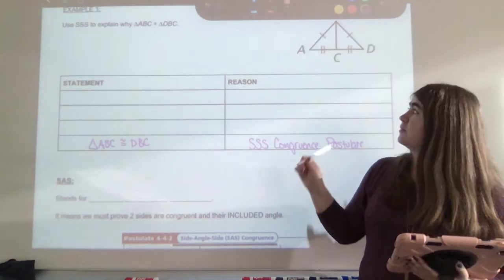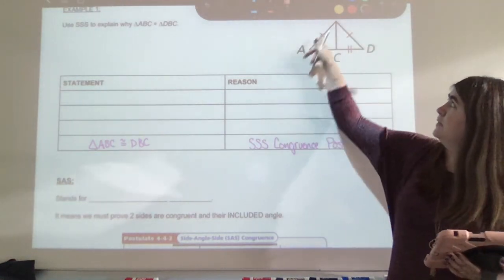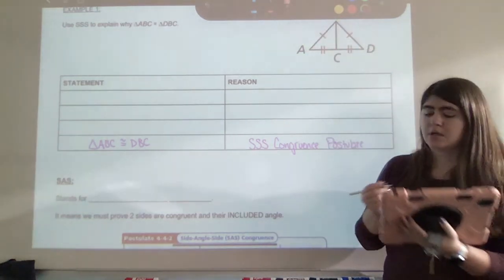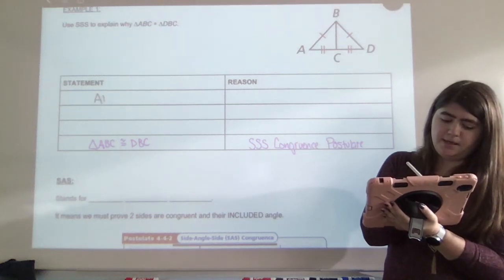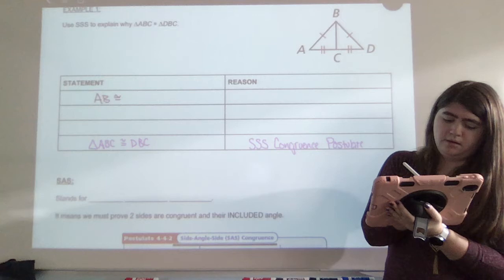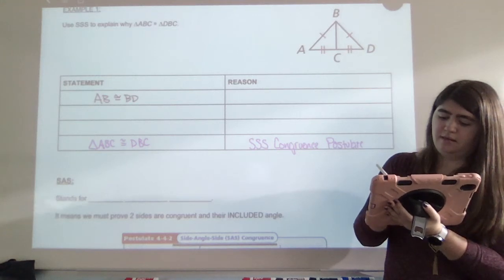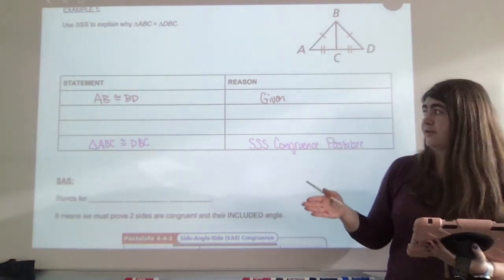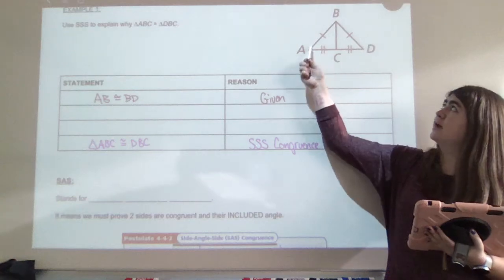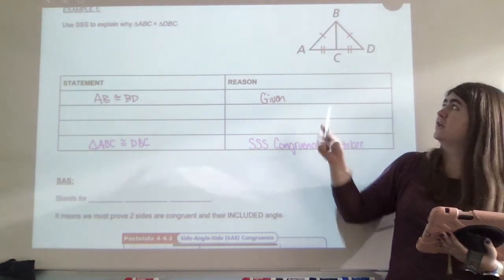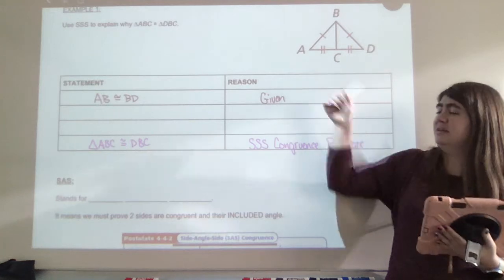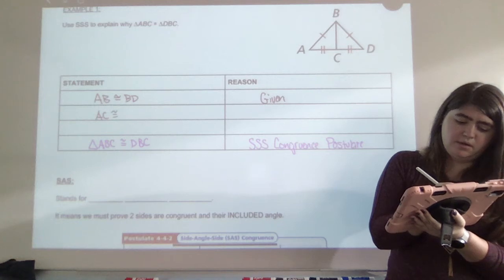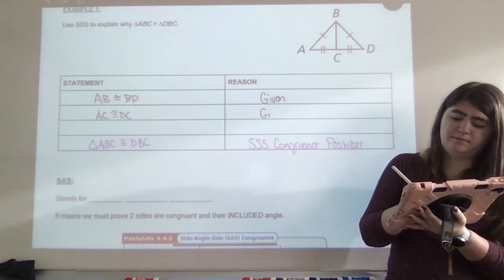So I'm going to go ahead and back up here, and I'm going to start with what we know from the picture. So I have here AB, BD, and they have these tick marks that say that they're congruent. So I can say that AB is congruent to BD because it's given. Why is it given? Because there's tick marks in the picture that tell you that it's given. All right, so if I can do that for AB and BD, I can do the same thing for AC and DC. So I have AC is congruent to DC because it's given.